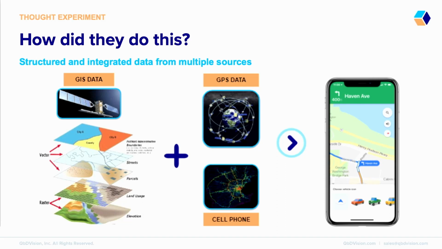How did they do this? Structured data, right? You had satellites roaming the Earth, creating raster maps, vector maps, roads, parcels, buildings, right? Then they layer on the GPS data, so you have locations. Then they layer on cell phone data, so you have traffic. That's how you start to put together data in an integrated way to see where you're going.